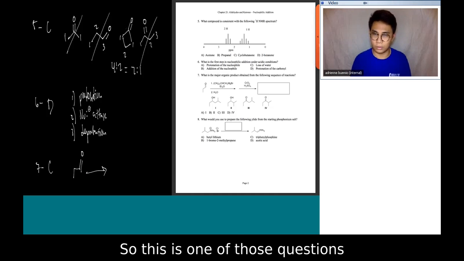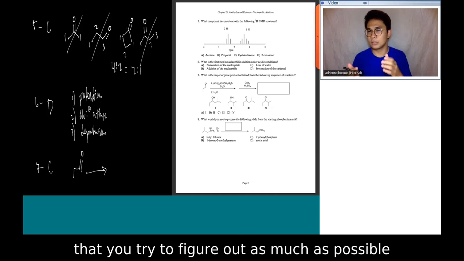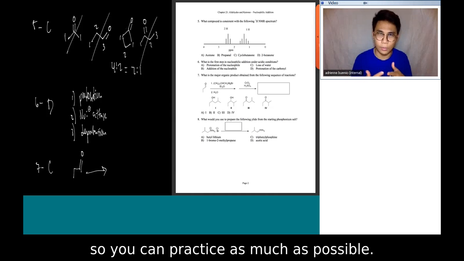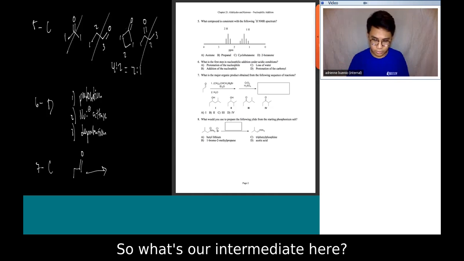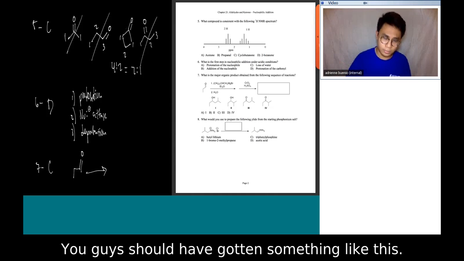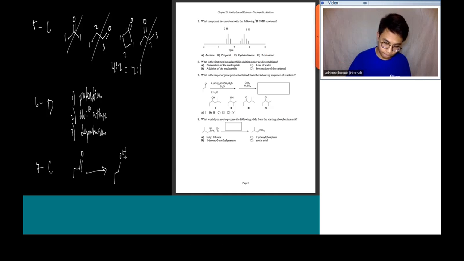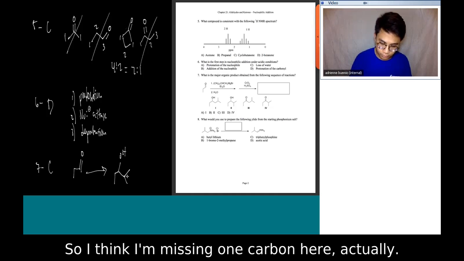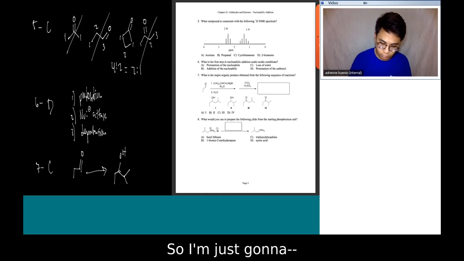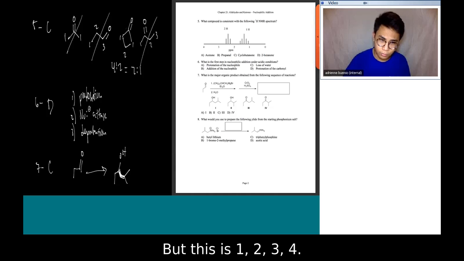So this is one of those questions that you try to figure out as much as possible, so you can practice as much as possible. So what's our intermediate here? You guys should have gotten something like this, right? And that's CH3 CH2 CH2. So I think I'm missing one carbon here actually. I made it worse, but this is 1, 2, 3, 4.